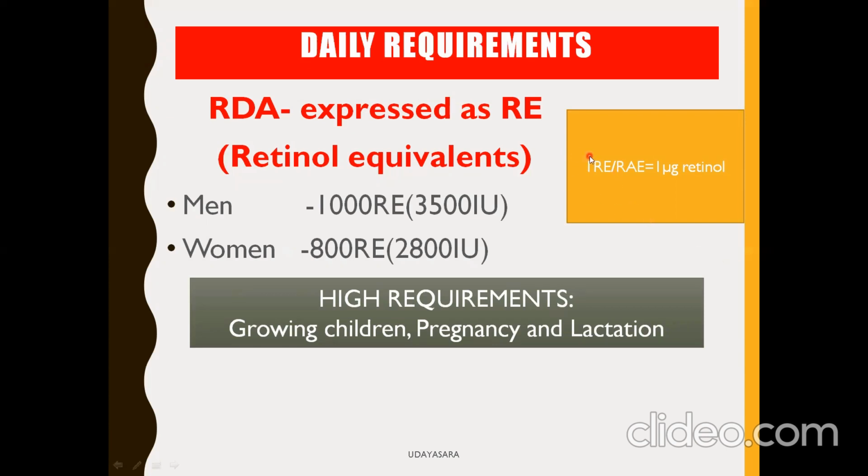So one retinol equivalent or one retinol activity equivalent is equal to 1 microgram of retinol. When you want to express in terms of beta carotene, one retinol equivalent is equal to 6 microgram of beta carotene, and one retinol activity equivalent is equal to 2 microgram of beta carotene.